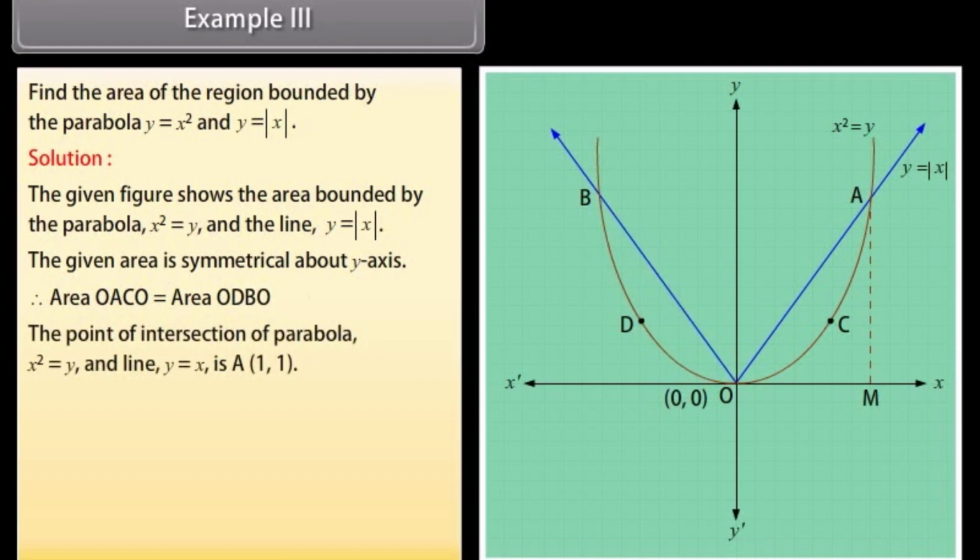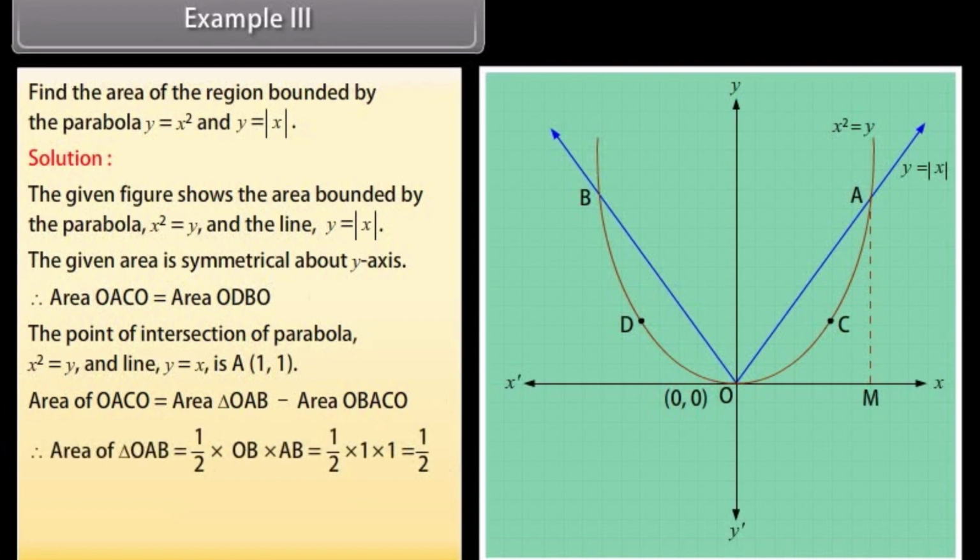The point of intersection of parabola x square is equal to y and line y is equal to x is A(1, 1). Area of OACO is equal to area of triangle OAB minus area OBACO. Therefore, area of triangle OAB equals 1 upon 2 into OB into AB equal to 1 upon 2 into 1 equals 1 upon 2.